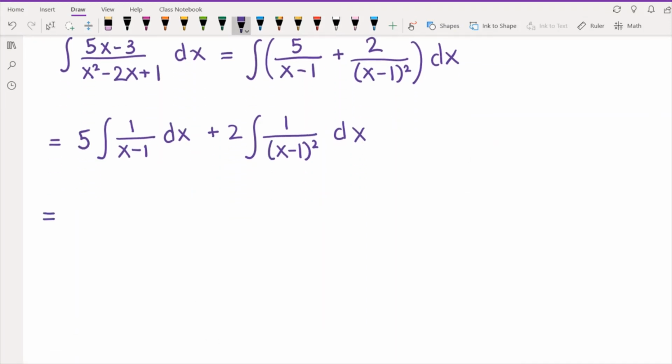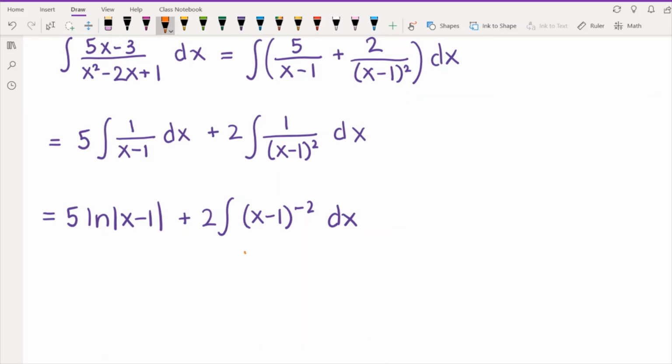So we know what the first one's going to give us, right? This is going to be 5 times ln of absolute value of x minus 1. For the second one, let's rewrite this as 2 times the integral of x minus 1 to the negative 2. So this is another example of one where you could do a substitution, but it's not really necessary, because the substitution you would do would be u is equal to x minus 1, but then du would just be dx. So you wouldn't really be changing much about the integral. So you might as well just do the power rule, but with x minus 1 as your input.